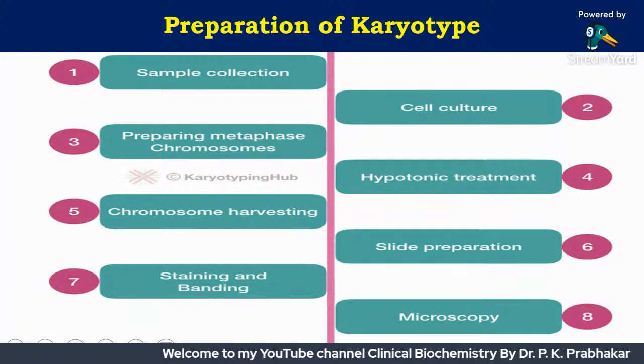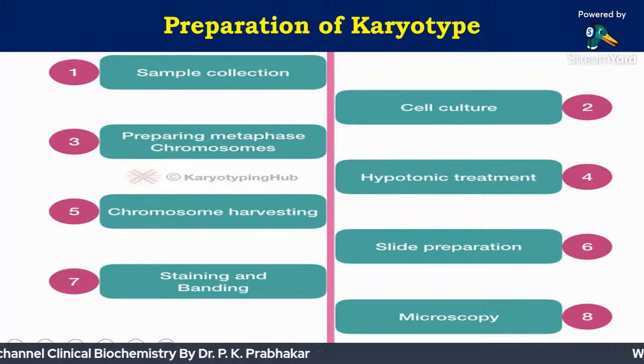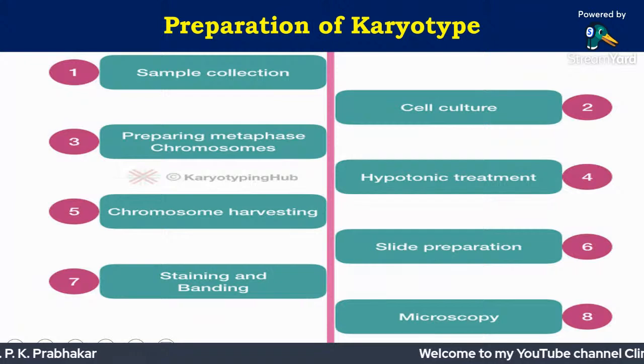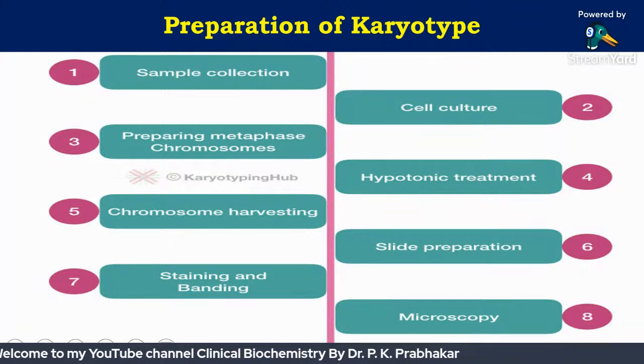Transport the sample at 4-degree temperature. It is essential to maintain aseptic conditions. Sample collection is as crucial as any other technique in karyotyping. The blood sample is collected in heparin tubes. EDTA prevents cell division and therefore is not used.